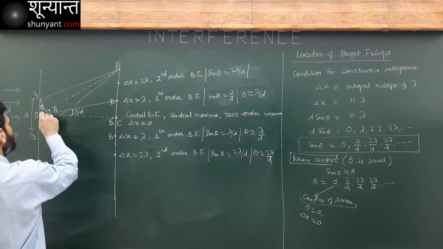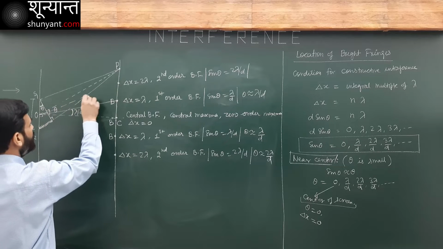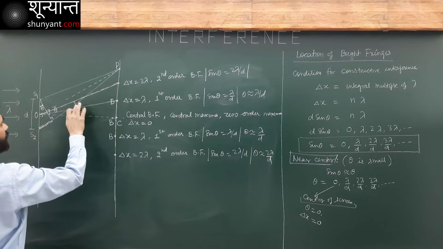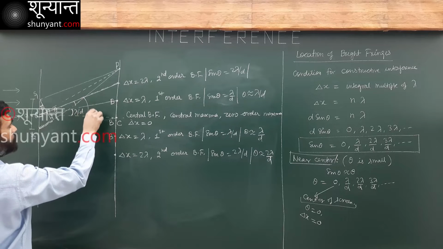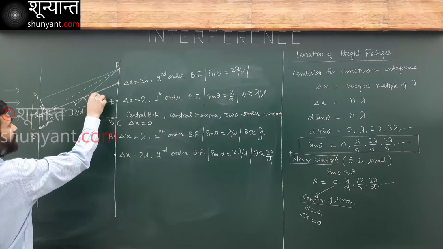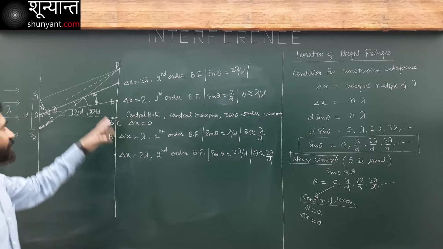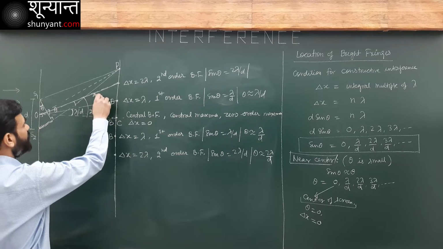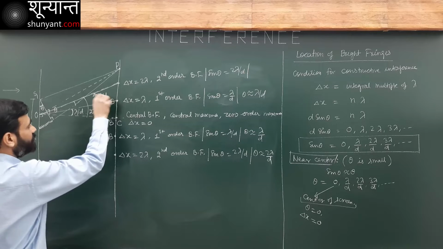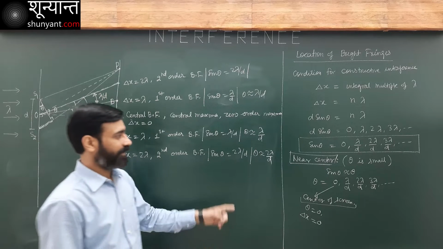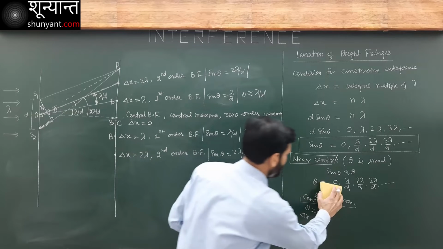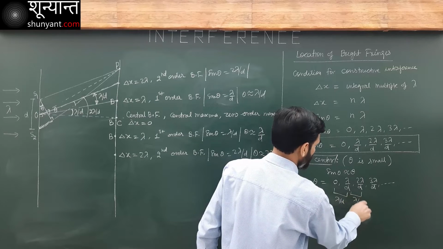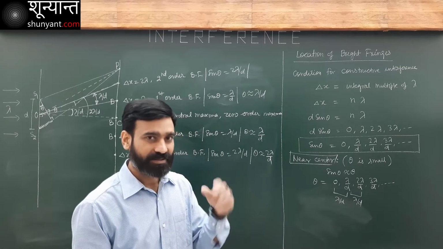And then the next maxima here. What will be this whole angle? This whole angle is 2 lambda over d. So the angular separation between two consecutive bright fringes will be equal to lambda over d. That means the distance between these two is lambda over d, and the distance between these two is also lambda over d. But that will happen only when theta is small, near the center.